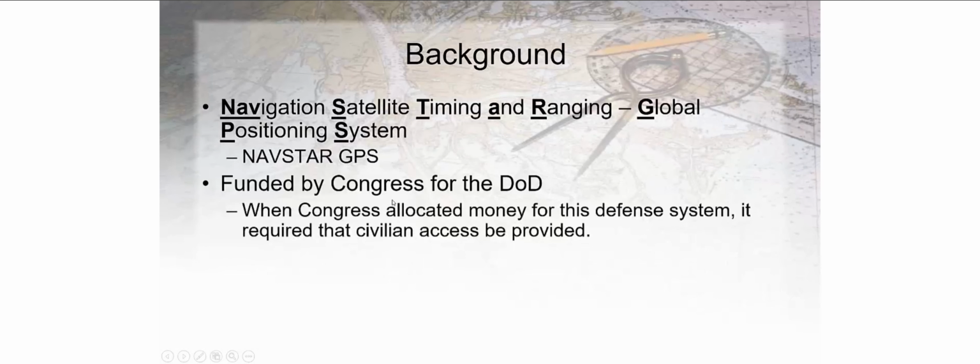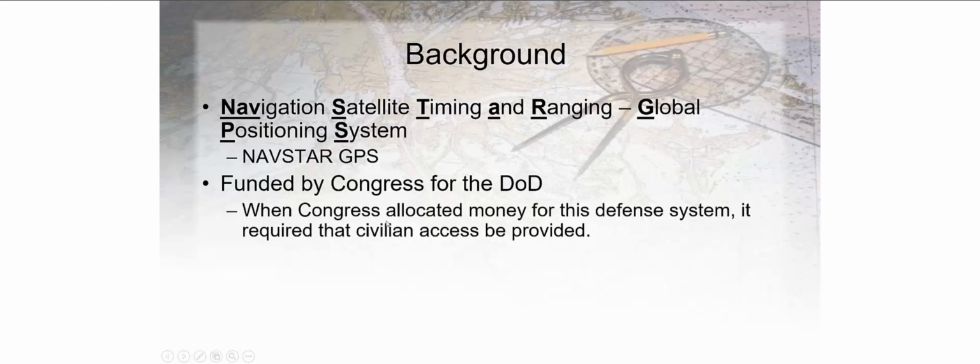GPS was created by the Department of Defense with funding from Congress. It's known as the Navigation Satellite Timing and Ranging Global Positioning System. First set of these words, navigation is what it's used for, timing, and for ranging. This is why it was created. And so its acronym is Navstar GPS, although we've just simply used GPS today. As I said, it was funded by Congress for the Department of Defense.